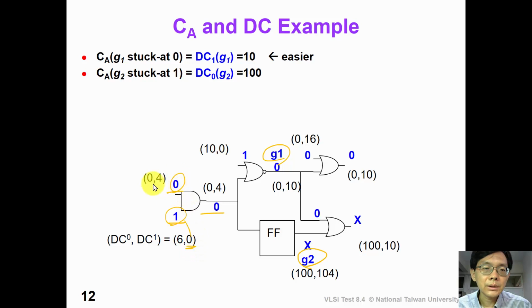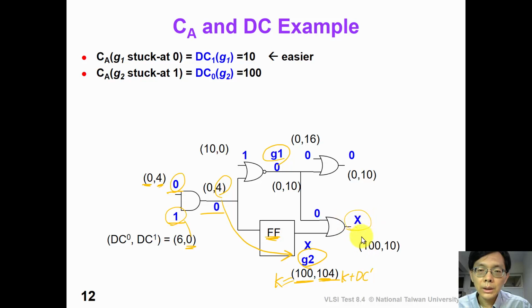For this signal, because it's already 0, DC0 is 0 and DC1 is 4. Because we have a flip-flop here, DC0 of G2 is equal to a constant K, which is set to be 100. And the DC1 here is equal to K plus DC1 of the input, which is 4. So we have 104 here.